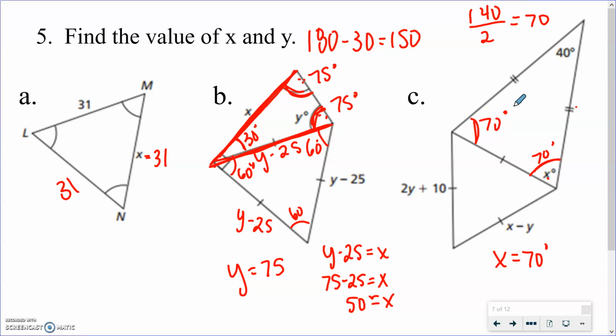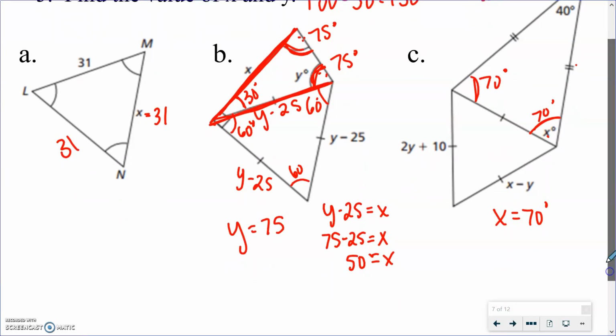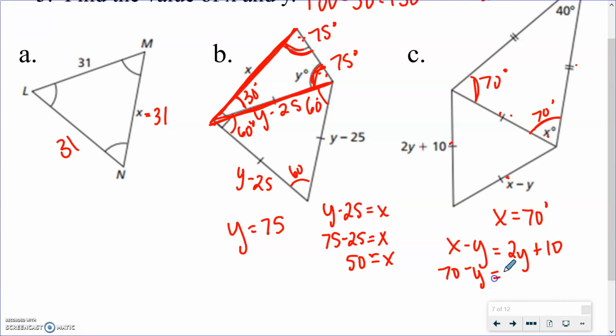Okay, now I can use the fact that I know x is equal to 70 and plug it in here. And I know that these are all equal sides because it's equilateral. So x minus y equals 2y plus 10. And so I can plug in 70 for x, add y to both sides, and take away 10.